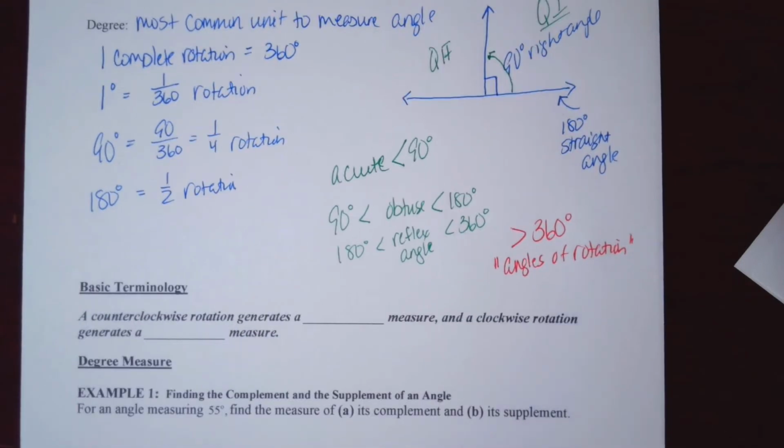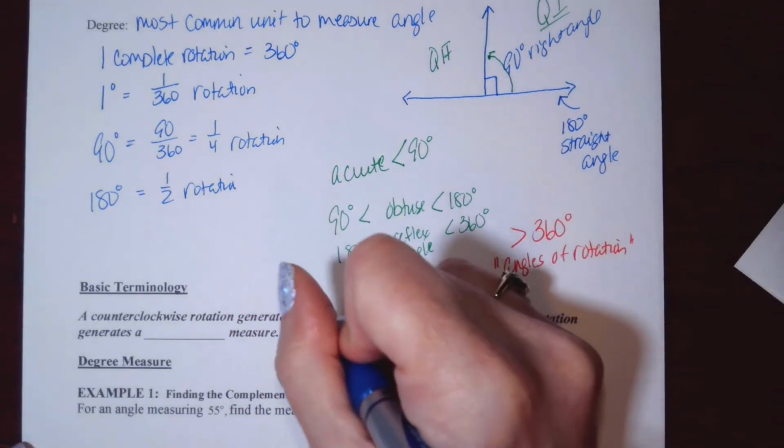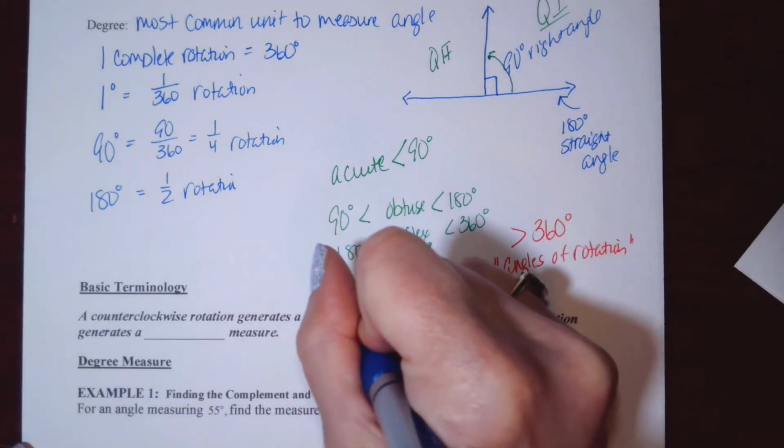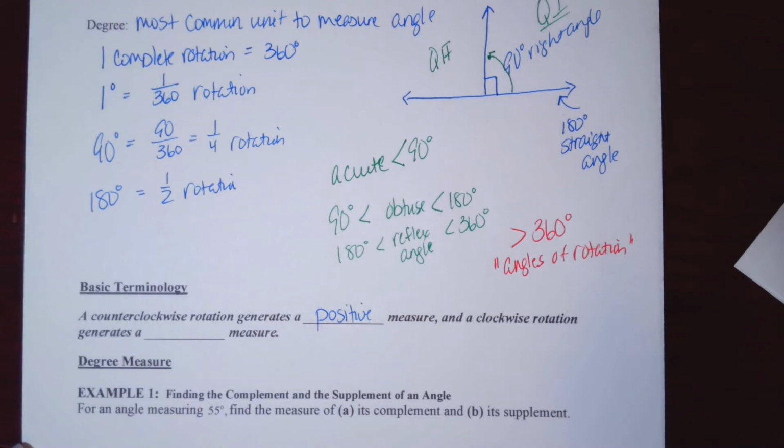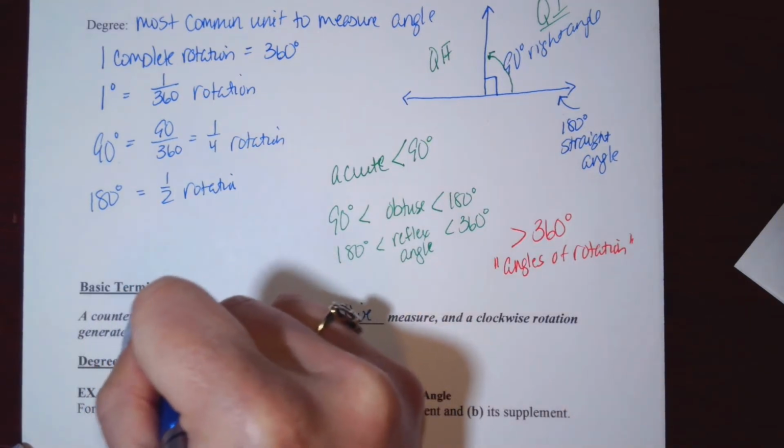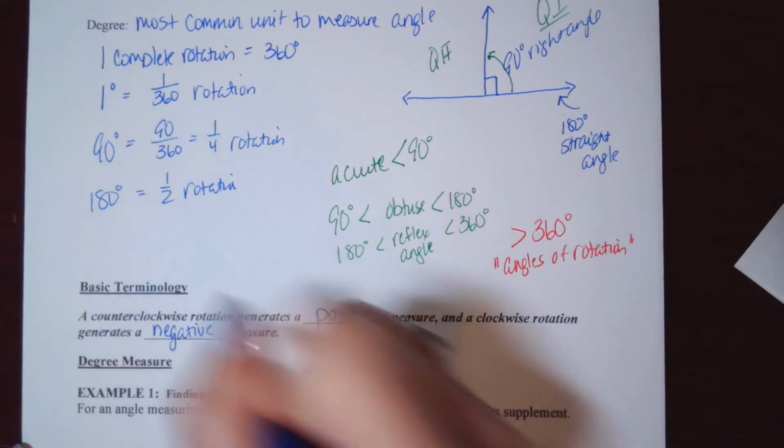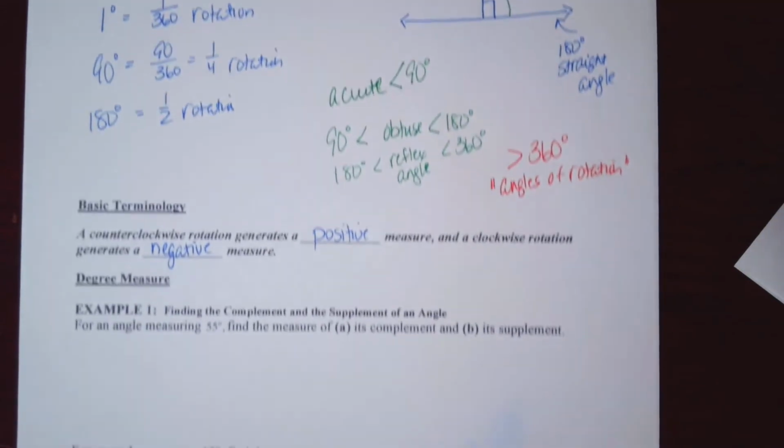Okay, now we've already stated this, but let's go ahead and get it down again to make sure we don't forget. A counterclockwise rotation generates a positive angle measure, while a clockwise rotation gives us a negative angle measure.